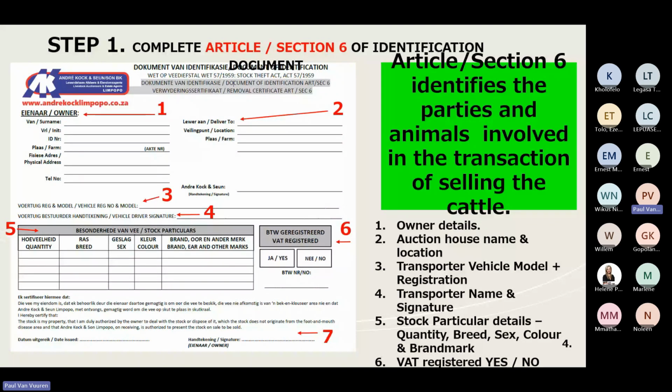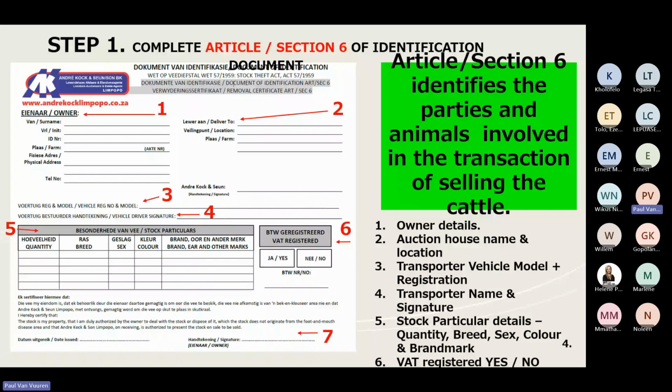Then you go to number 4, where the transporter signs and puts his name in full. So he basically takes charge of that cattle at that moment.